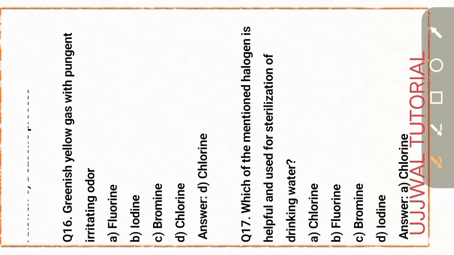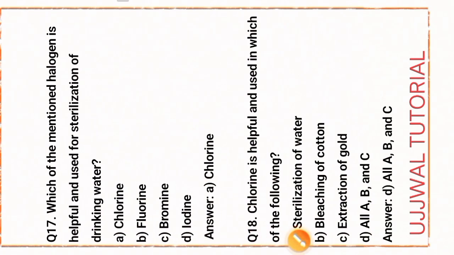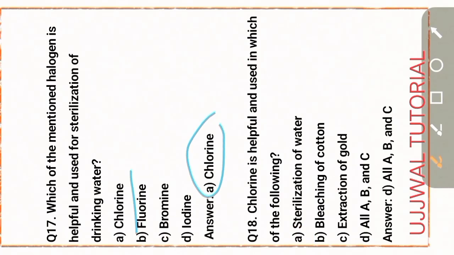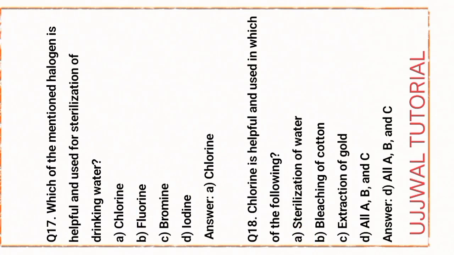A gas with a pungent, irritating odor is chlorine. For the right answer, option D is correct. Next question, question number 17. Which of the mentioned halogens is helpful and used for sterilization of drinking water? Option A, chlorine. Chlorine is used by the process of chlorination.